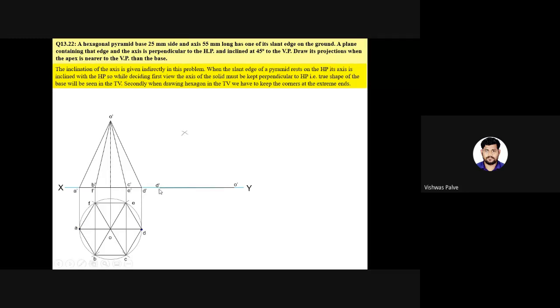Once you mark the points D dash and O dash, take D to A in the compass. From point D, cut an arc. Then take O to A in the compass. From point O, cut an arc. You will get an intersection point. Then connect those two points. After that, taking the distance D to E, mark the point. Taking center D, D to F, mark the point, and D to A we have already taken. So this is nothing but it is going to rest on one of its slant edges. Now we have to draw its top view.